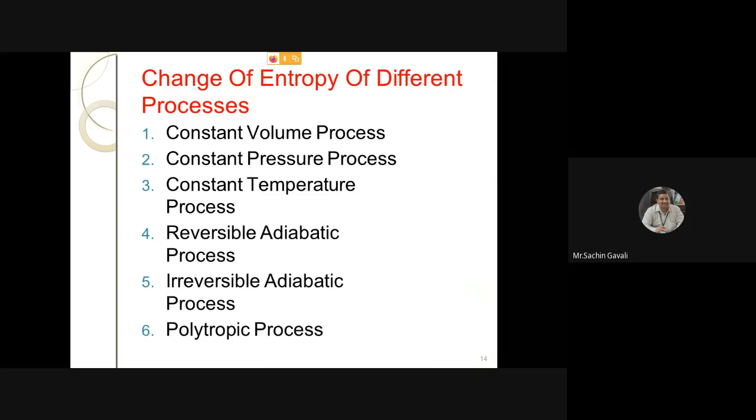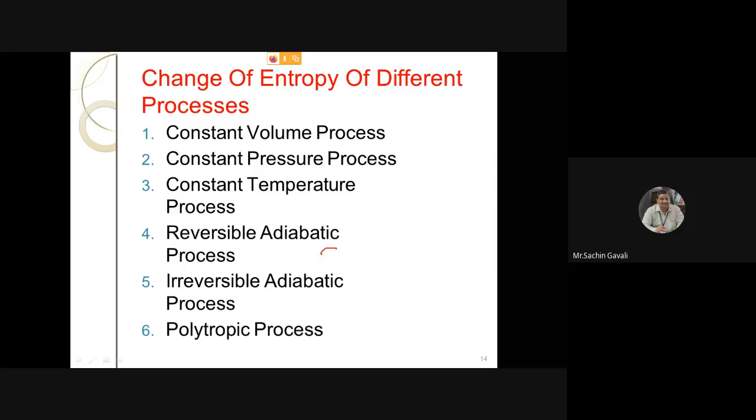Now here, whatever derivations we have gone through, the same thing is here also. They have gone through it in the PowerPoint presentation. What is entropy change during a constant volume process? What is entropy change during a constant pressure process? What is entropy change during a constant temperature process? In the reversible adiabatic process, what is entropy change? Here it is going to be zero. Reversible adiabatic process means entropy change is going to be zero. Then how is it coming?